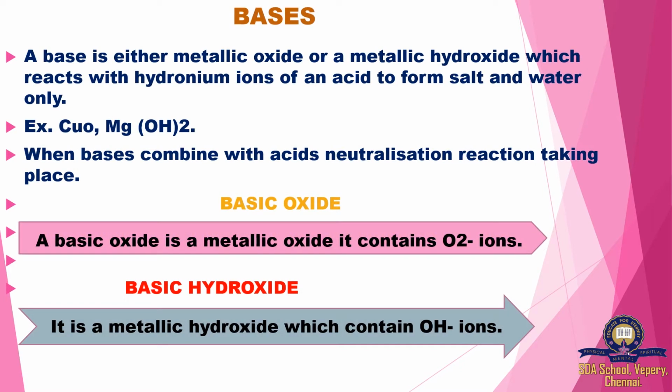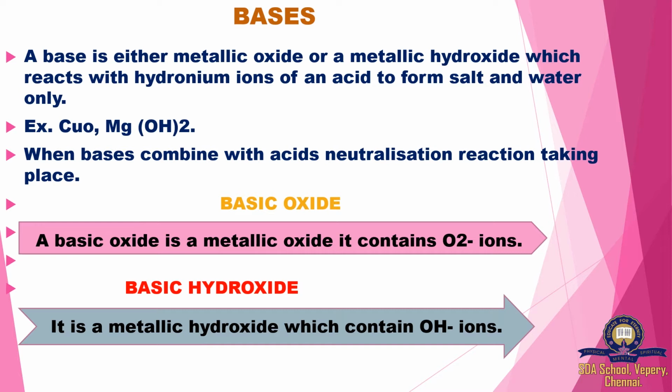Bases. A base is either a metallic oxide or a metallic hydroxide which reacts with the hydronium ions of an acid to form salt and water only. That is the neutralization reaction. Examples of bases: copper oxide and magnesium hydroxide. When bases combine with acids, a neutralization reaction takes place.